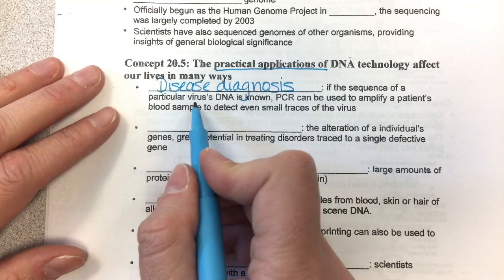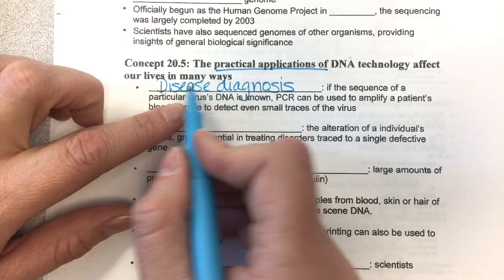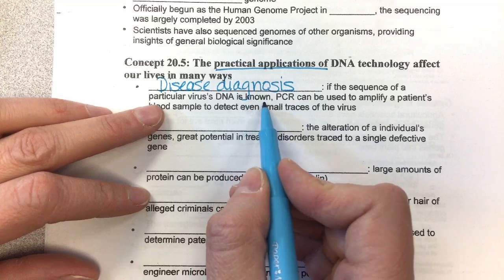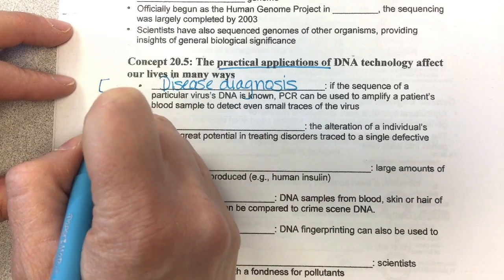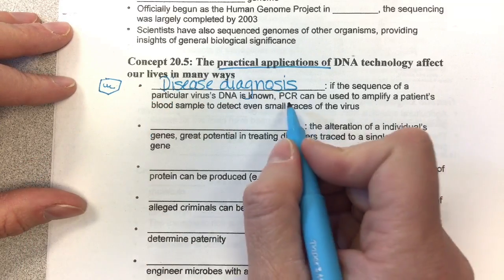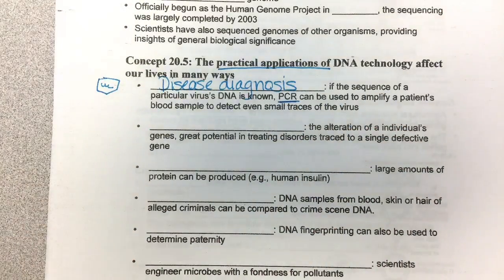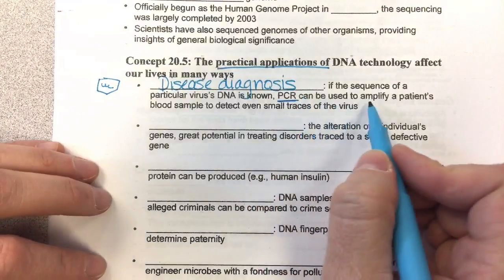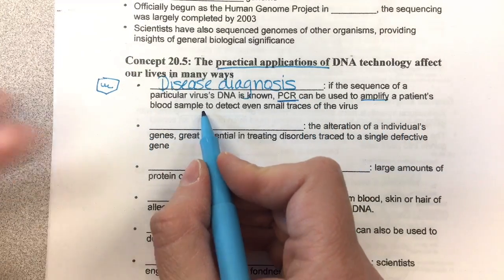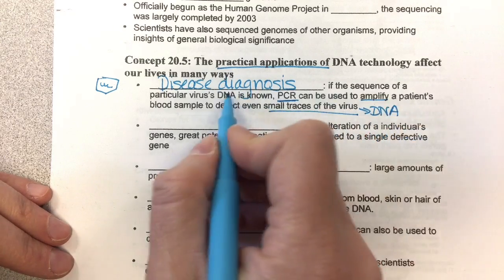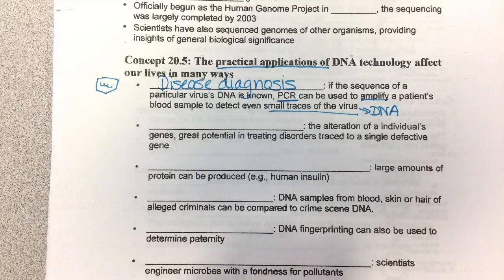If the sequence of a particular virus is known, and it doesn't even have to be a genetic disorder, it's just an infection of a virus. Remember some viruses have a capsid and have DNA. If you know the sequence of the DNA, you can use PCR, which remember is where you can make many copies of the DNA. So PCR can be used to amplify a patient's blood sample and look for the small traces of the virus, looking for the viral DNA if you know the sequence. So you can do that.